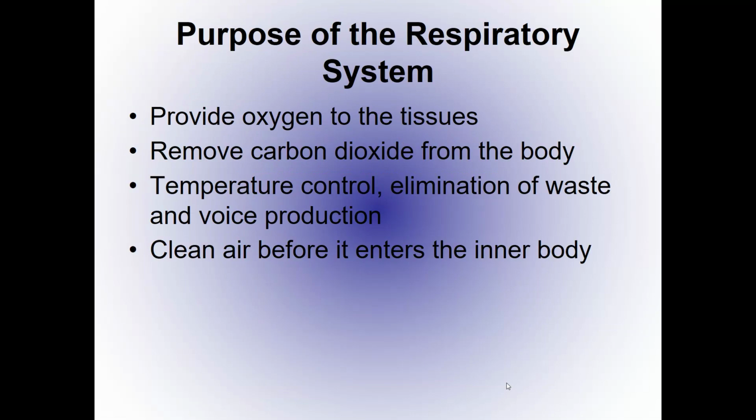Let's begin with the purpose of the respiratory system. The real job is to provide oxygen to the tissues. Additionally, the respiratory system needs to remove carbon dioxide from the body so it doesn't become poisonous. And as an added bonus, our respiratory system helps us control our body temperatures, eliminate waste toxins that are airborne, helps with voice production, and cleans the air before it enters the inner body.